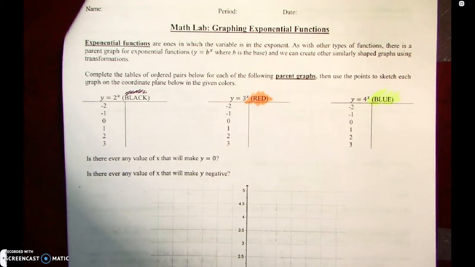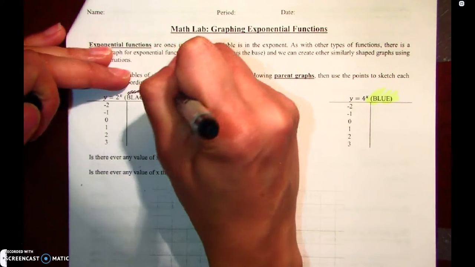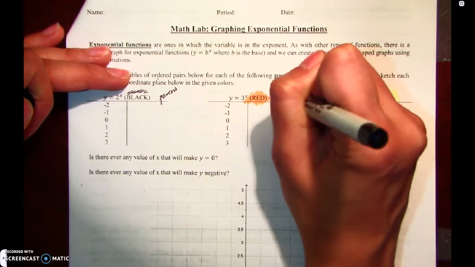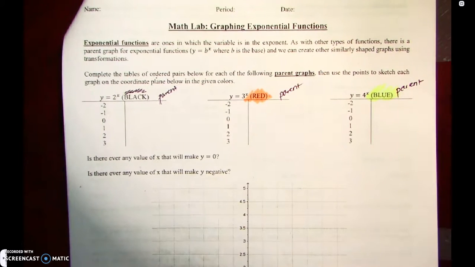It says exponential functions are ones in which the variable is in the exponent. As with other types of functions, there is a parent graph for exponential functions where b is the base, and we can create other similarly shaped graphs using transformations. Complete the table of ordered pairs below for each of the following parent graphs. So this is a parent base 2, this is a parent base 3, and this is a parent base 4. Then use the points to sketch each graph on the coordinate plane below in the given colors.